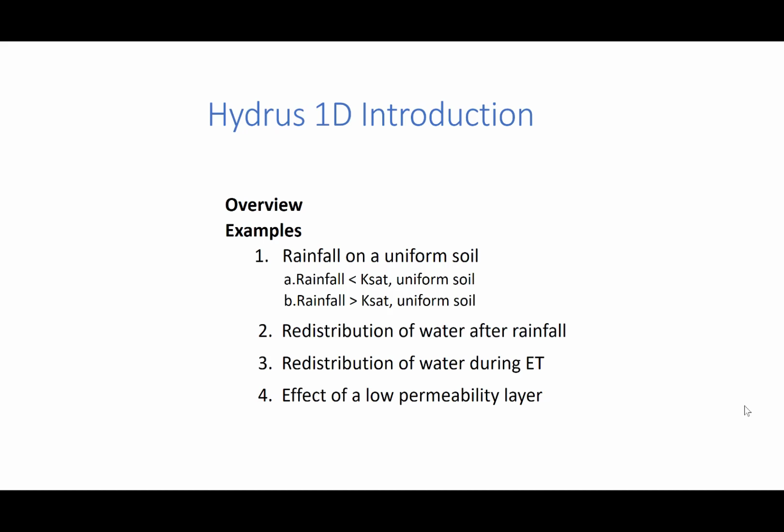What we'll do here is just take a quick overview of Hydrus1D, and then we'll work through some examples that'll show you how to use it. The examples that we'll do are shown here. These examples really just involve flow that results from rainfall. We'll first look at rainfall under uniform soil where the rainfall is either greater than or less than the saturated hydraulic conductivity. And then look at redistribution of the water after rainfall and as a result of ET, or when ET is present. And then we'll make the analysis a little more interesting by adding a low permeability layer.